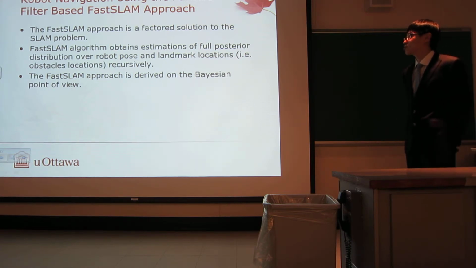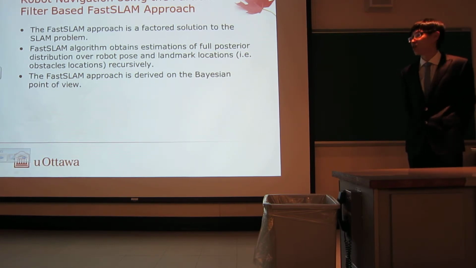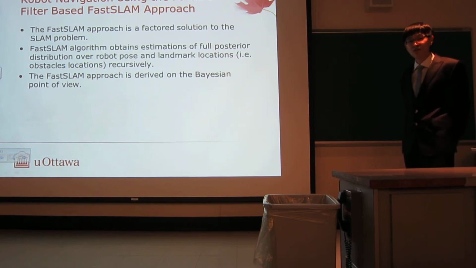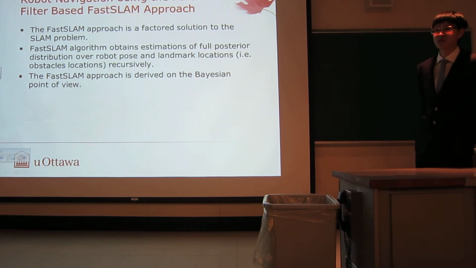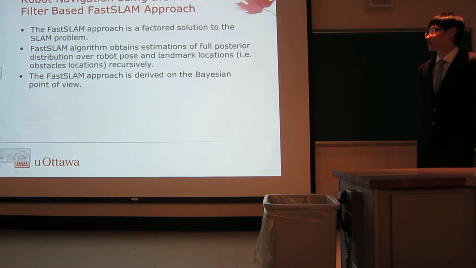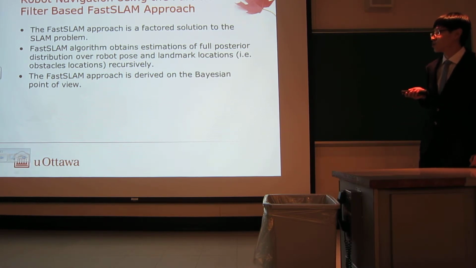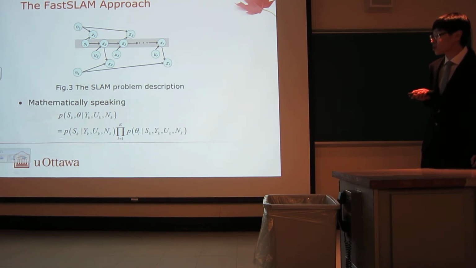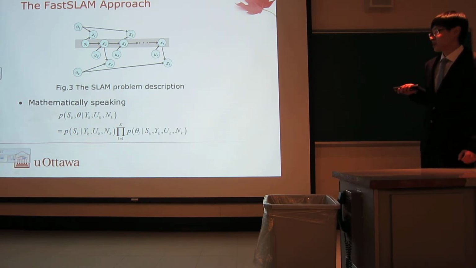And the FastSLAM approach is a factored solution to this SLAM problem. Its algorithm obtains the estimation of the full posterior over the robot pose and the obstacle locations recursively. The FastSLAM approach is derived from the Bayesian point of view, which is shown in figure 3. And this equation is the mathematical equation of the FastSLAM approach. I don't want to spend time to explain it.